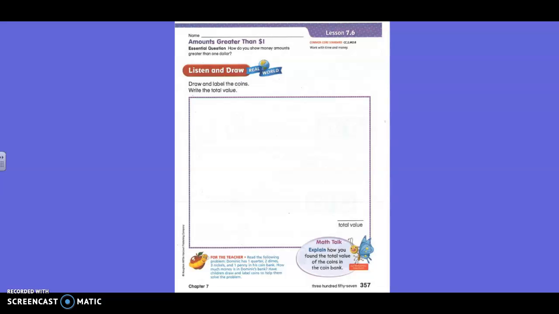Alright, second grade, today we're going to find and record the total value for money amounts that are greater than $1. So $1 is how many? How much change? 100. Okay, the value of 100. So what it means by greater than $1 means it's going to be greater than 100. Okay? Understand? It will be greater than 100.